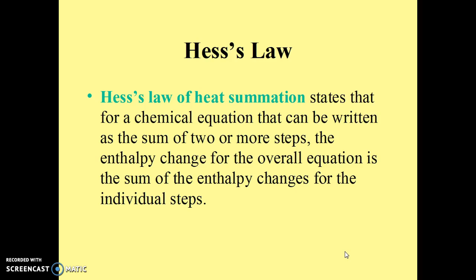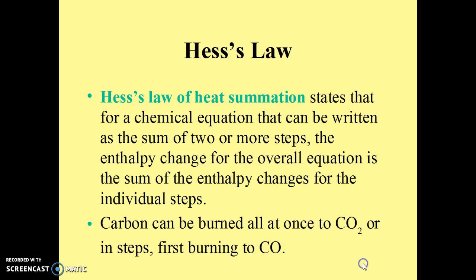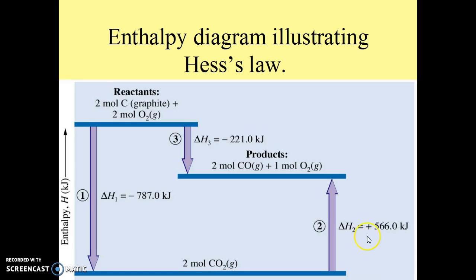Hess's law of heat summation states that for any chemical equation that can be written as the sum of two or more steps, the enthalpy change for the overall equation, the overall reaction, is the sum of the enthalpy changes for the individual steps. You can see this is simply a focus on what we can learn from the fact that enthalpy is a state function. So we can burn carbon all at once to CO2 or in steps, first burning it to carbon monoxide and then burning it further to carbon dioxide.